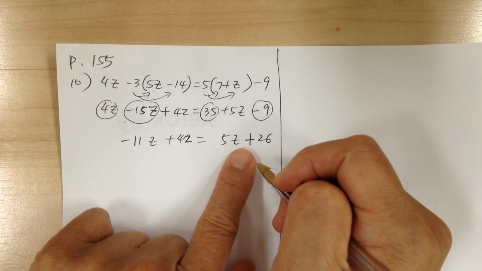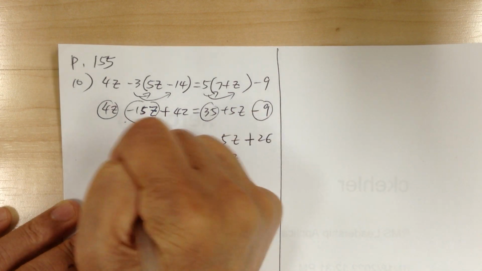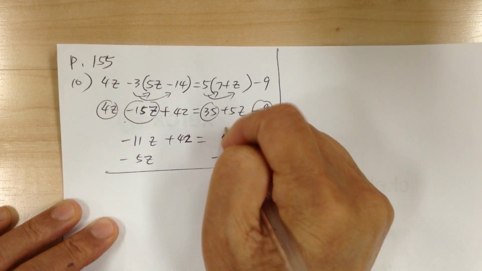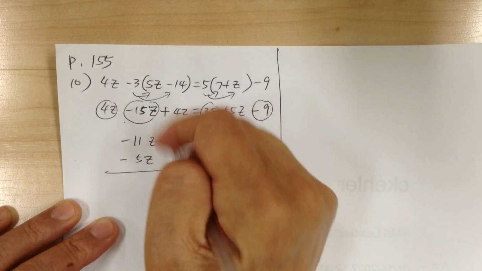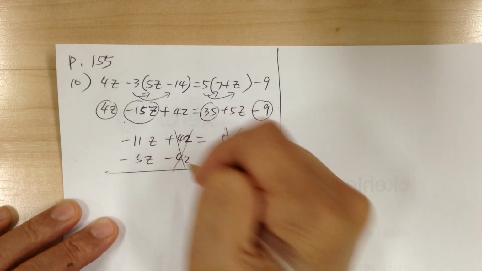Now I'm going to move the variable to this side, number to this side. So minus 5z on both sides, so that this will cancel out. And I move this to this side, so it'll be minus 42. So this will cancel out.